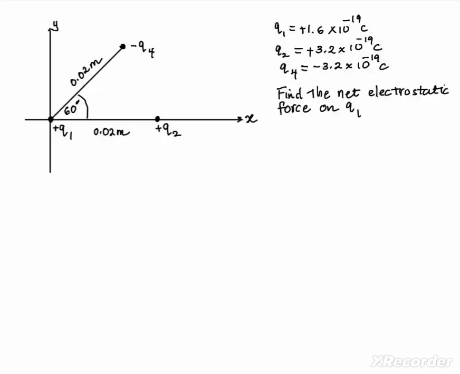In this question, we have three charges, Q1, Q2, and Q4. As you can see, the values for Q1 and Q2 are positive, and Q4 is negative. So in the XY coordinate system, we have Q1 at the origin, and then Q2 on the x-axis, 0.02 meters away from Q1, and then Q4 is also 0.02 meters away from Q1, but it is at a 60-degree angle to the x-axis. So the question is, what is the net electrostatic force on Q1?